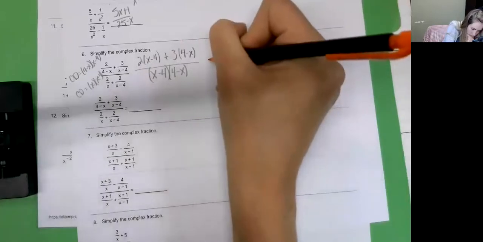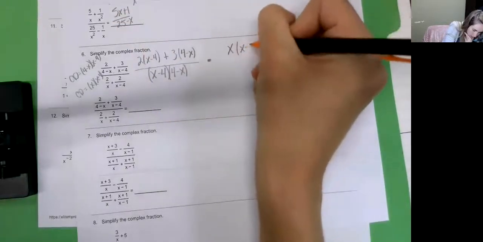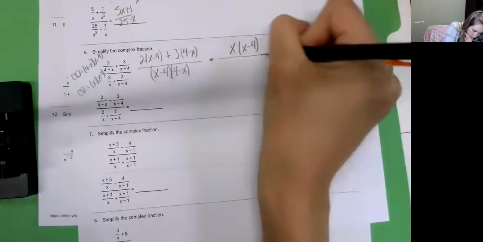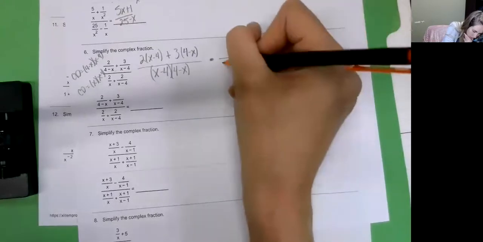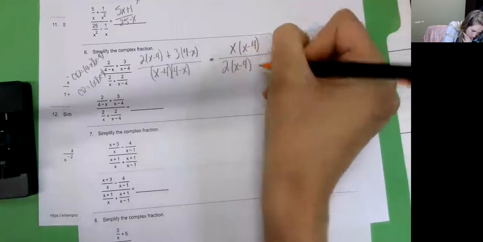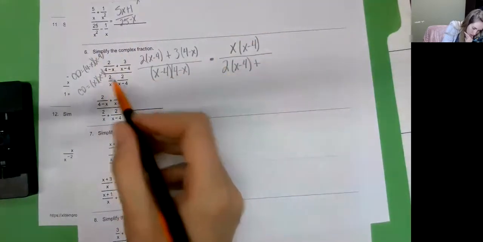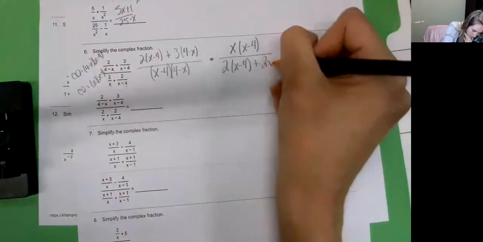And then we'll go ahead and write this one out this way. So when we flip this, we're going to have our x times x subtract 4. And then we'll have 2 times x subtract 4 plus, because this 2 was just over x, so I had to multiply by this one. Now this 2 has to be multiplied by x.